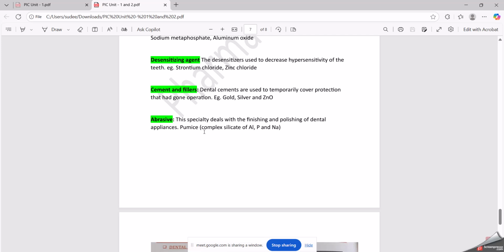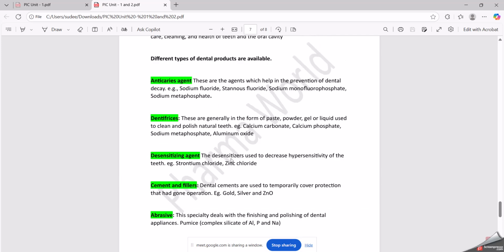Next is abrasive. This specifically deals with the finishing and polishing of dental appliances. Examples are pumice, complex silicate, aluminum phosphate, and sodium. These are the examples of abrasives.